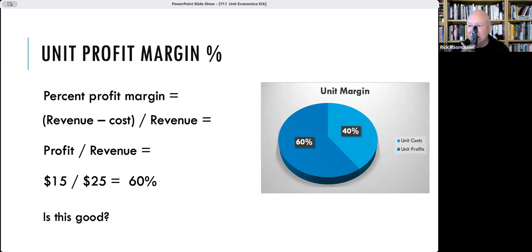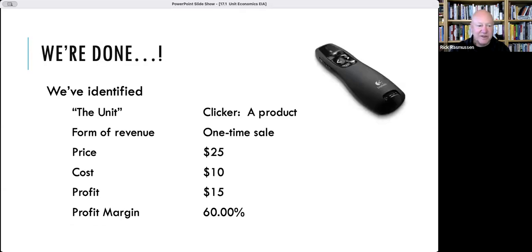Is that good? It depends. That's a good answer for any MBA question. It depends on what your fixed costs are and whether you can make money. It depends on what this would be in a competitive environment. Are you ahead or behind your competitors and so on? But it's a benchmark you should know. People will ask you, what's your unit margin? And so that's it. That's the unit economics for a product.